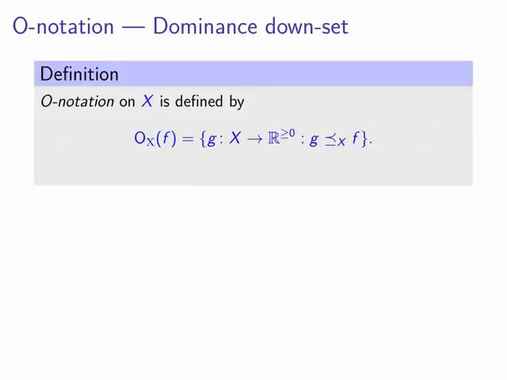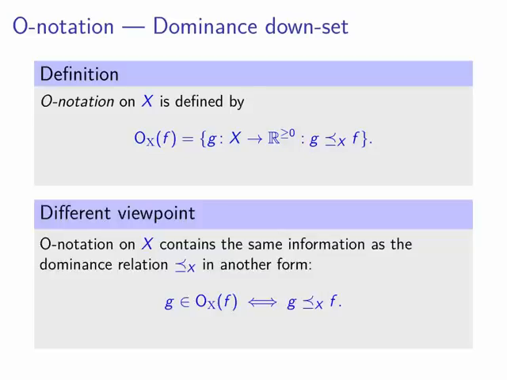O notation on an input set X is defined by O_X(f) is the set of cost functions which are dominated by f. O notation on X contains the same information as the dominance relation in that same set in another form.